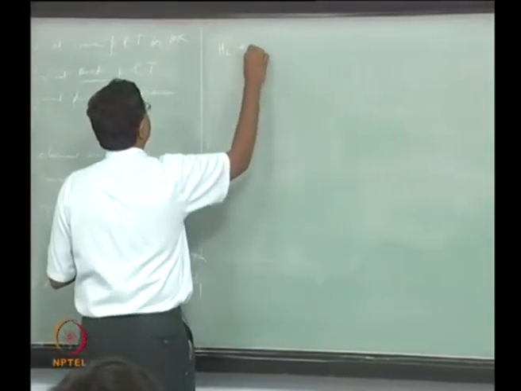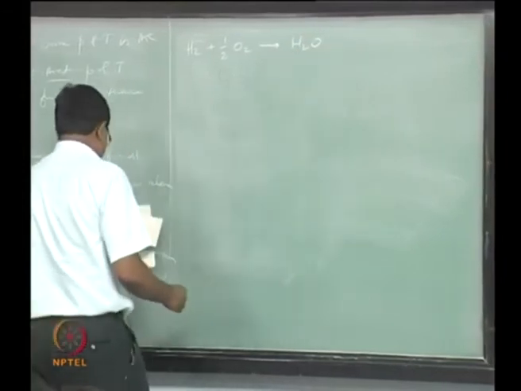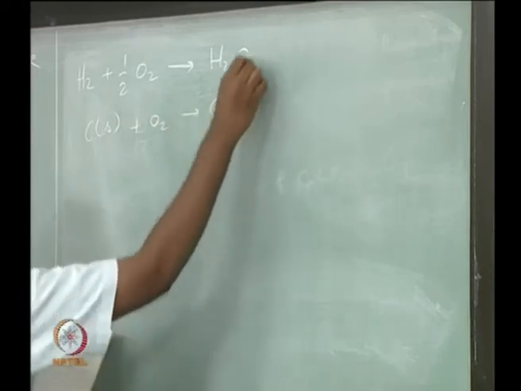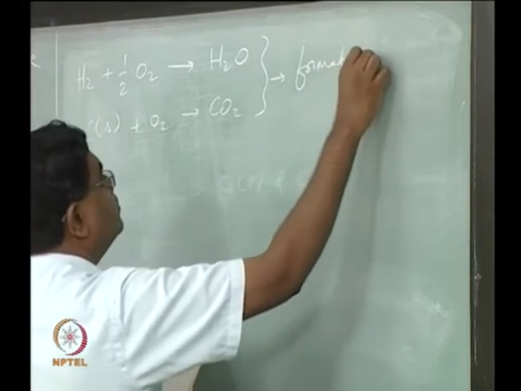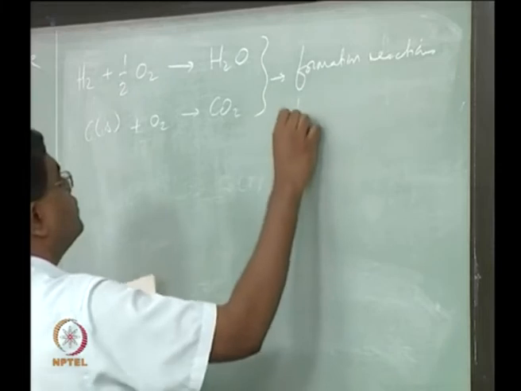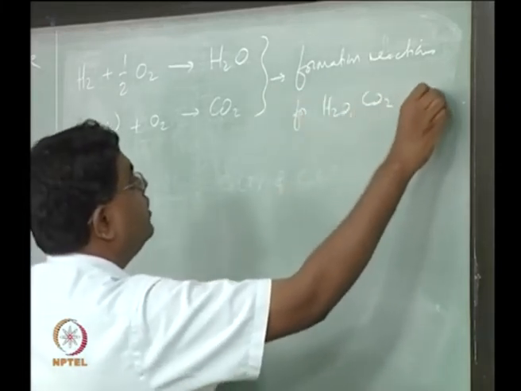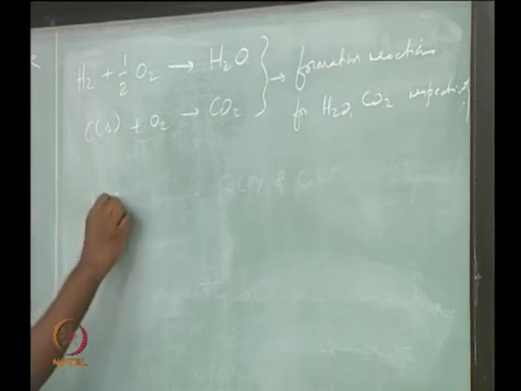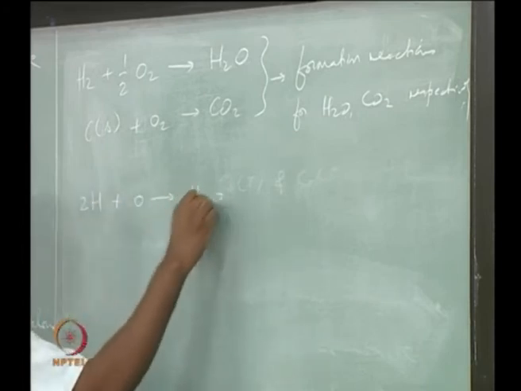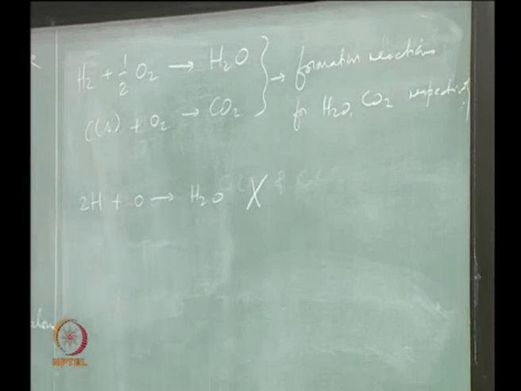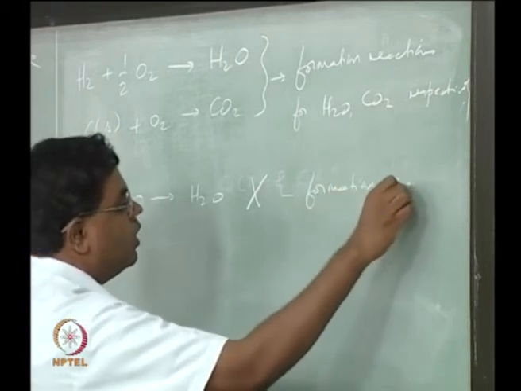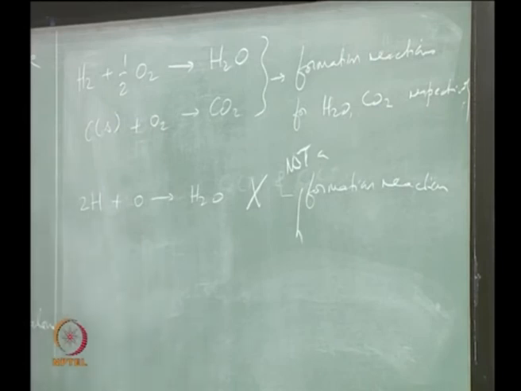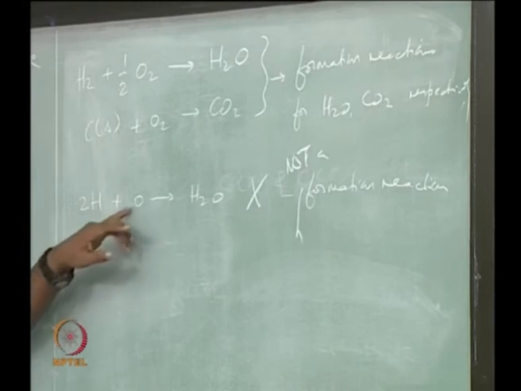That means if you now look at H2 plus half O2 gives H2O, okay, C solid plus O2 gives CO2, these are formation reactions for H2O and CO2 respectively, right? So what could not be an example? If you said 2H plus O gives H2O, this is wrong. This is not a formation reaction, okay?